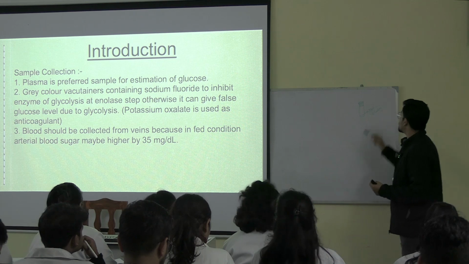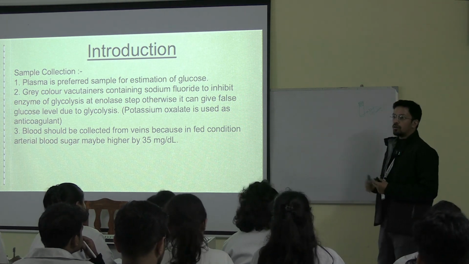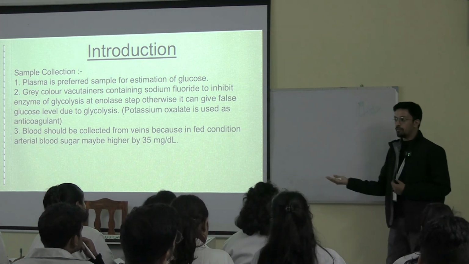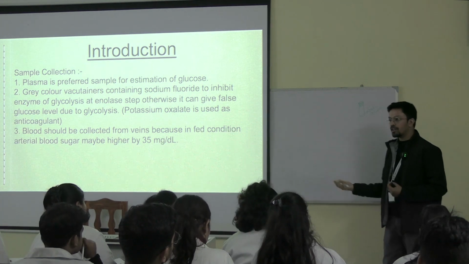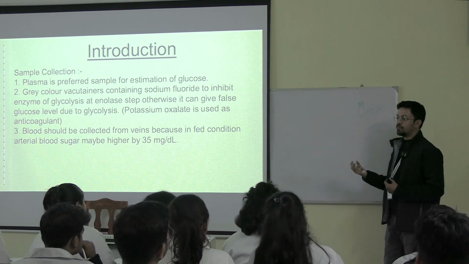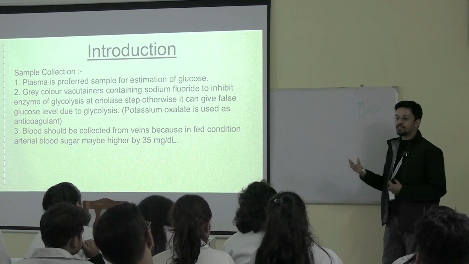Now what are the functions of sodium fluoride and potassium oxalate? You all know that if we take blood from a patient and keep it in an open space, after some time the blood will coagulate, right? That is blood's normal property. Now if we add potassium oxalate to it, the blood will not coagulate. It will remain in liquid form only. That is known as an anticoagulant.